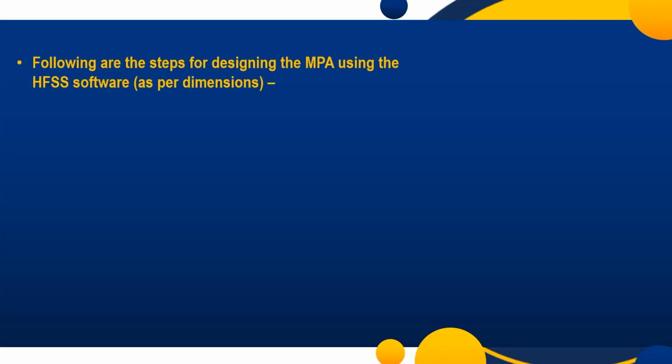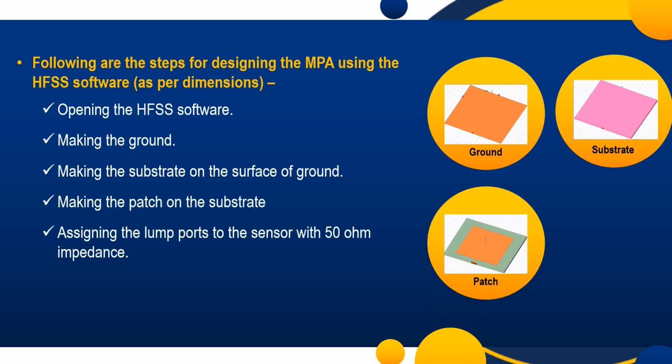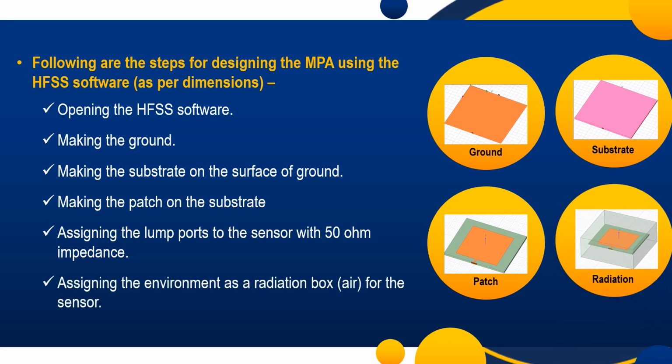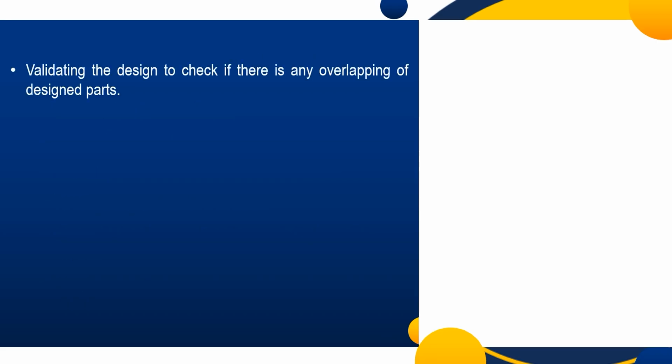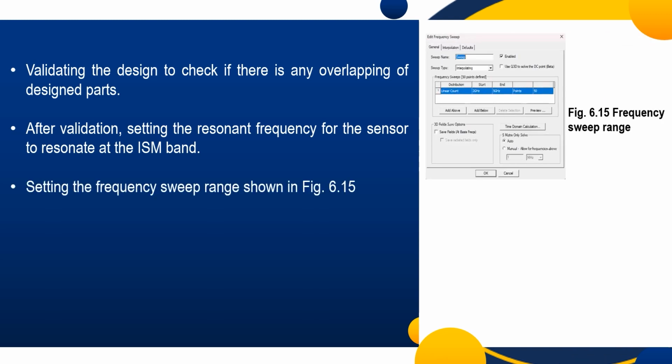Here is one example in which all the dimensions were calculated based upon the calculated dielectric constant value, right? And then for making an MPA, that is called microstrip patch antenna, in the HFSS software, again opening the software, making the ground, then putting the substrate, then you can see over here making the patch over the substrate, then assigning again the lumped port to the sensor with 50 ohm impedance, then assigning the environment in the radiation box, then validating the design. Like in the previous case for the ring resonator, we have seen the overlapping of the design part, and after validation, setting up the resonant frequency for the sensor to resonate in the ISM band, setting the frequency sweep as you can see over here.